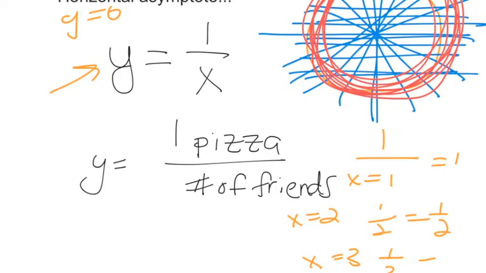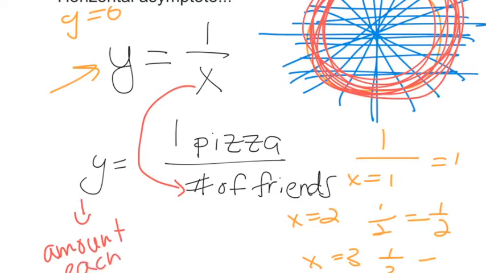So if x is measuring the number of friends that are sharing a pizza, and y is the amount of pizza that each person gets, it's never going to be 0 because someone's going to get some piece of pizza. No matter how small it will be, we will never have no pizza to give.